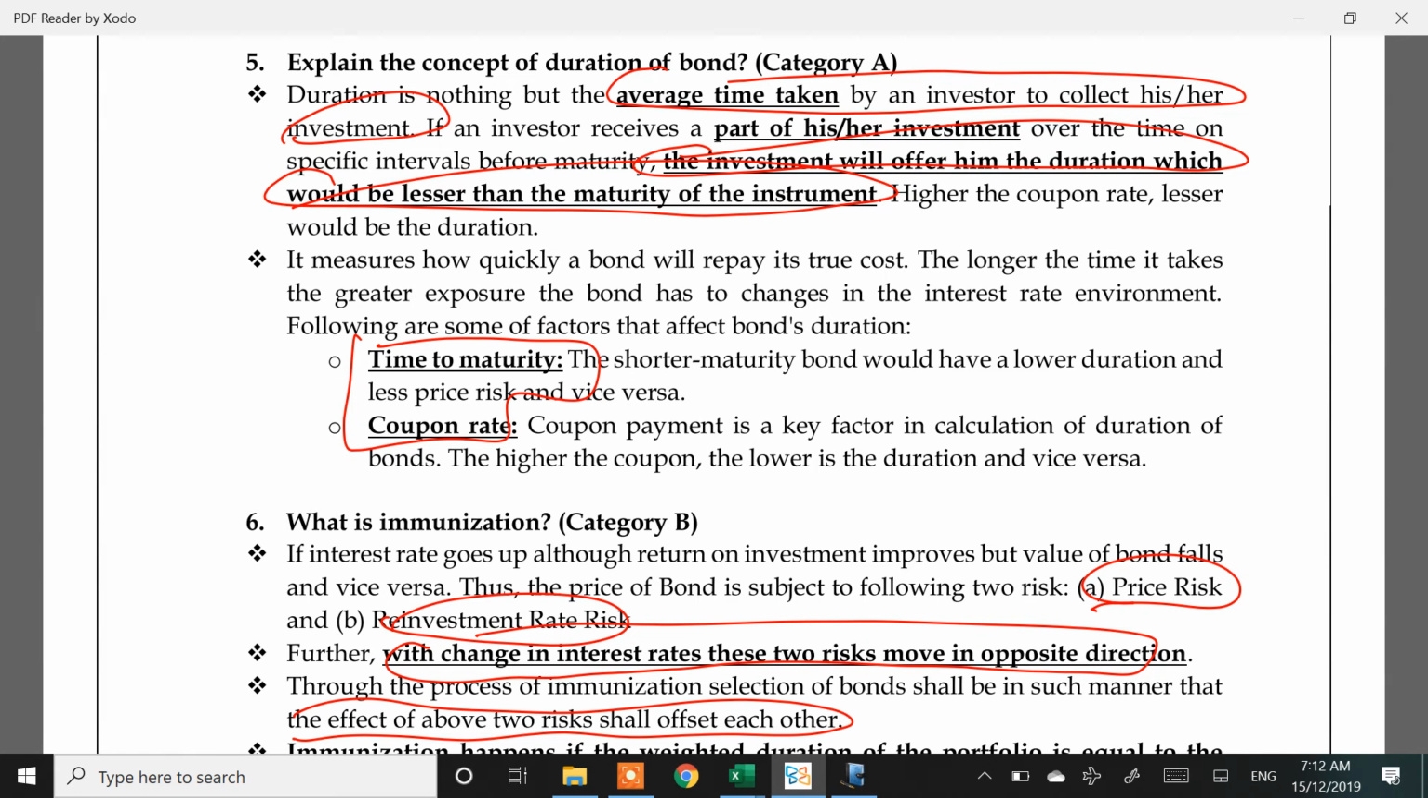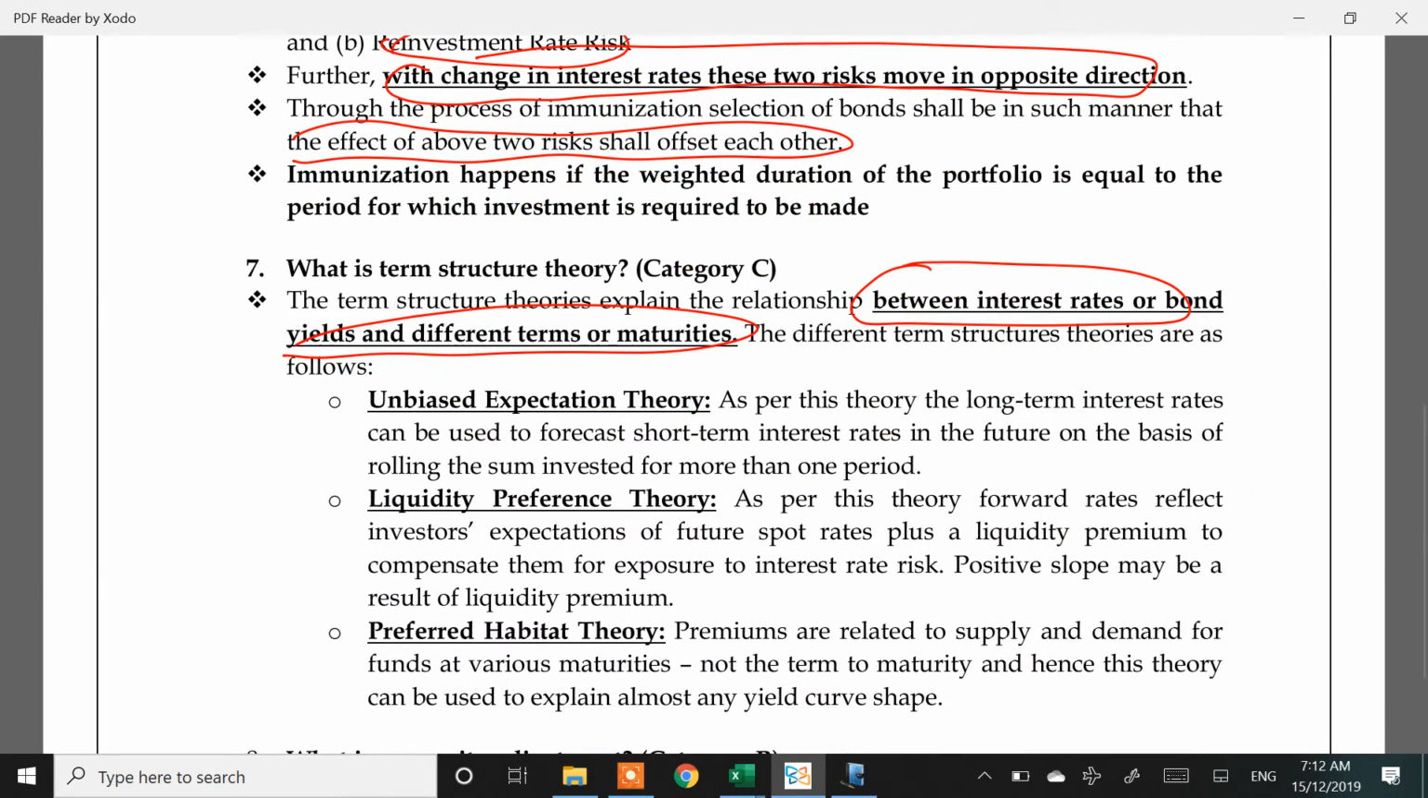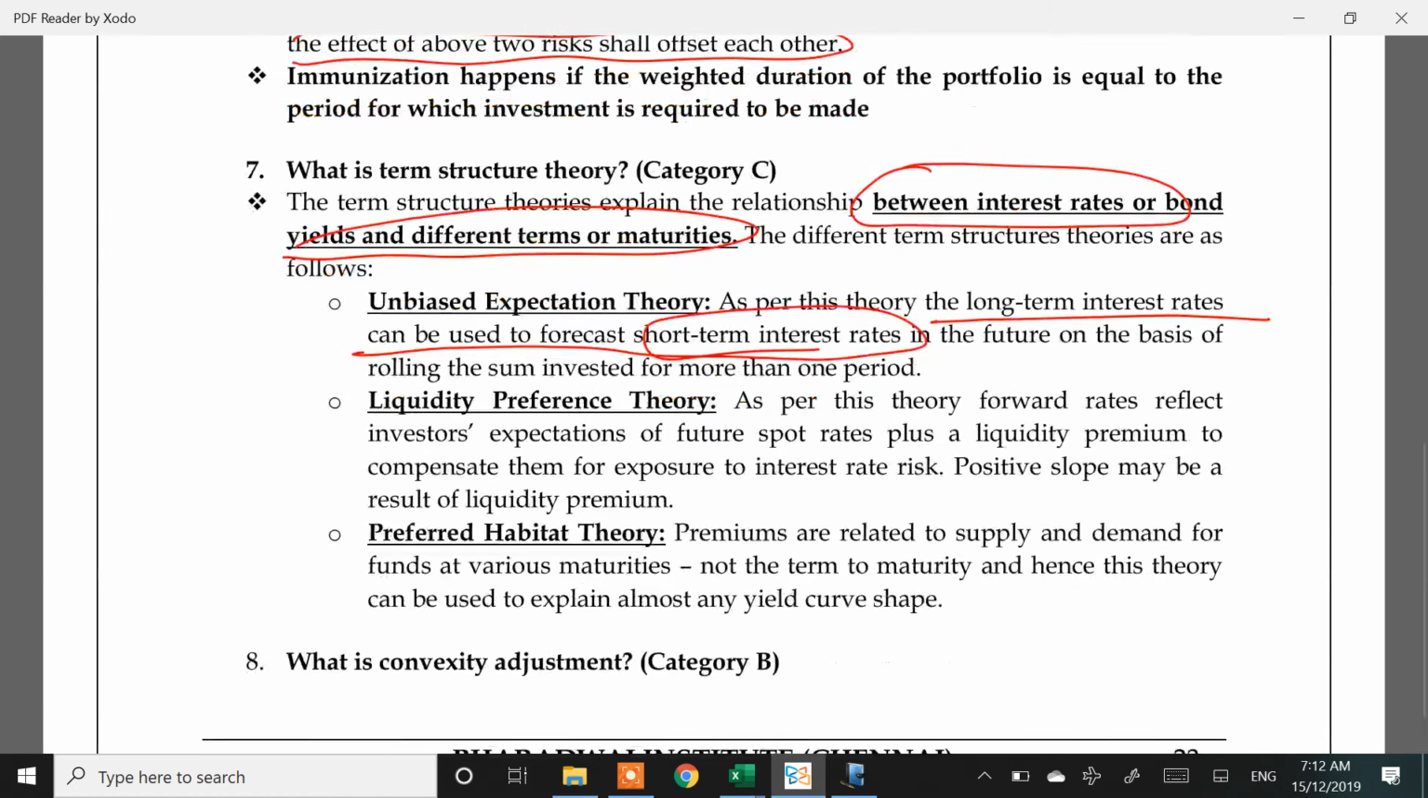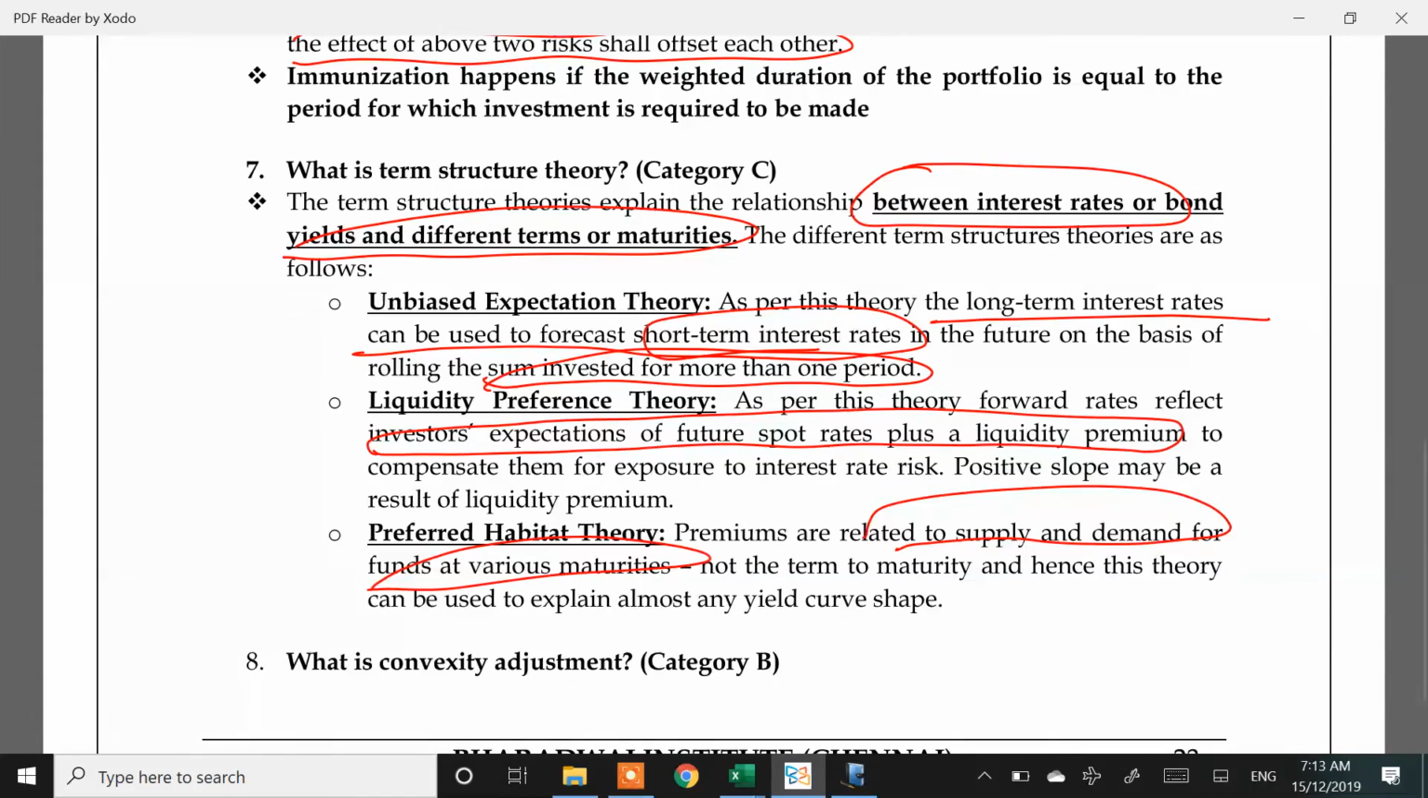Liquidity preference theory. What this theory says is the forward rates reflect two things. One is the future spot rates, and also there is a liquidity premium which needs to be paid because people are going to be exposed to the interest rate risk. So there should be some kind of a liquidity premium paid. Long term interest rates can be used to forecast short term interest rates, by forecasting a sum invested for more than one period: investors' expectation of yield plus a liquidity premium. Preferred habitat theory. According to this theory, the interest rates are only dependent on supply and demand, and there's no relationship to the term of the maturity.